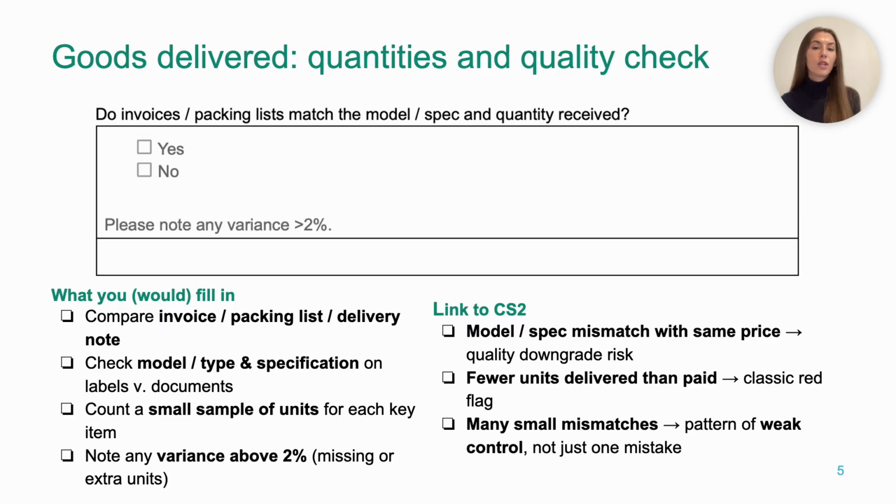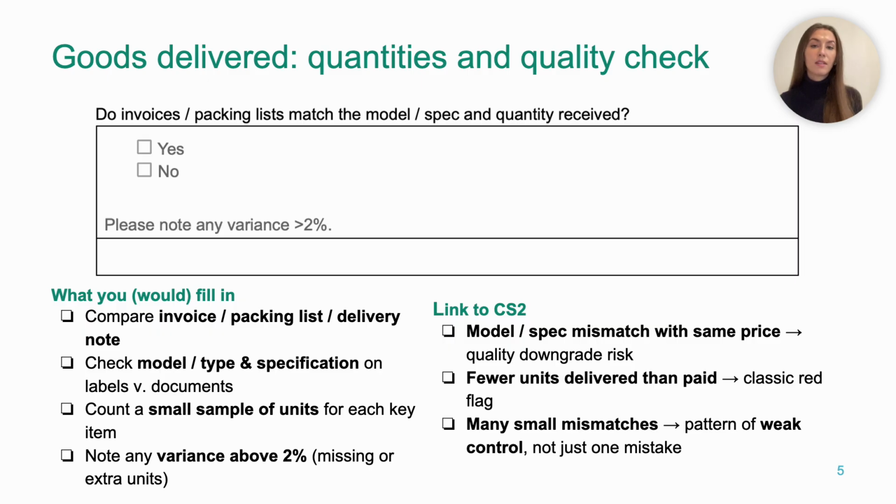So your job is not to accuse anyone, we've made that very clear throughout Module 3, but your job is to describe. So for example, invoice and packing list, 10 printers, Model A, delivery note and labels, 8 printers, Model A, 2 printers, Model B, variance above 2% noted, photos attached. So with just one field, you're already very close to detecting corruption scheme 2, substandard or undelivered goods compared to what was actually paid.